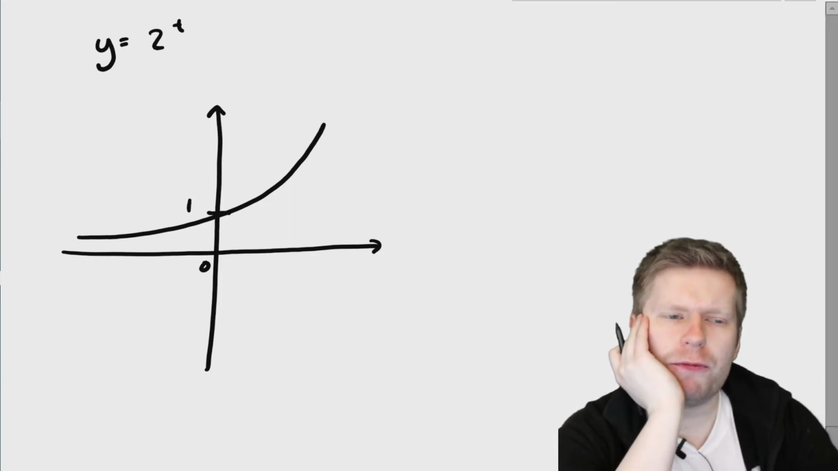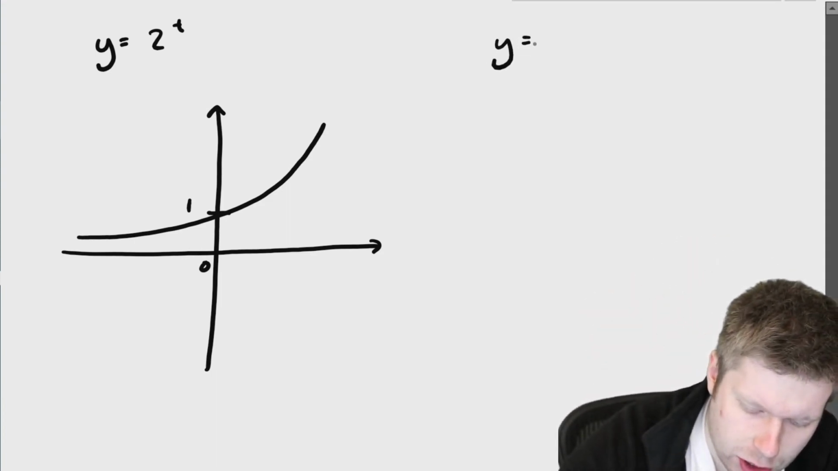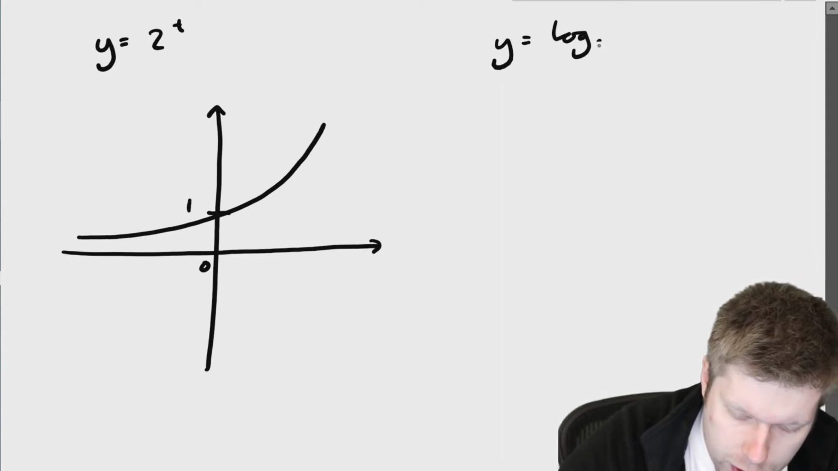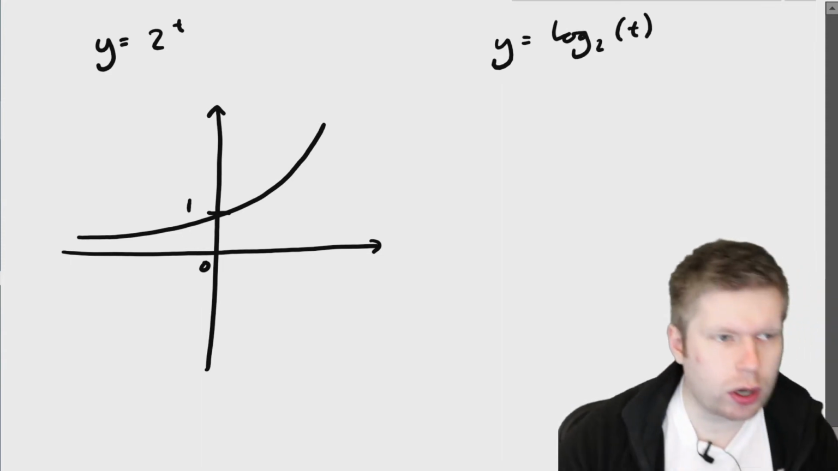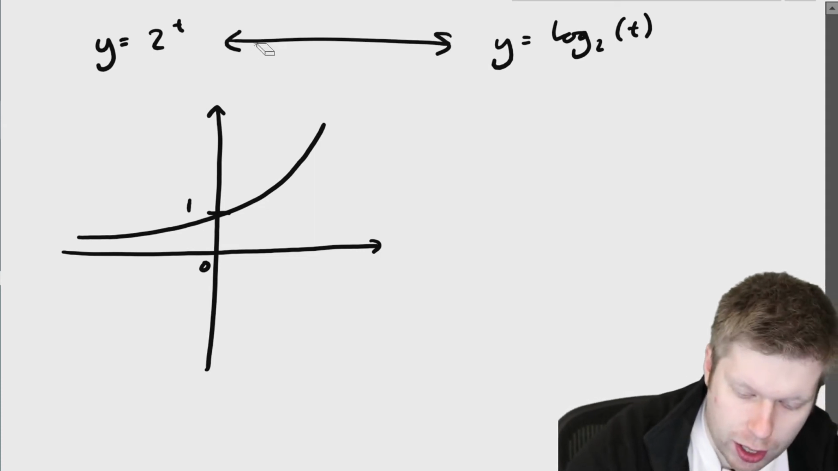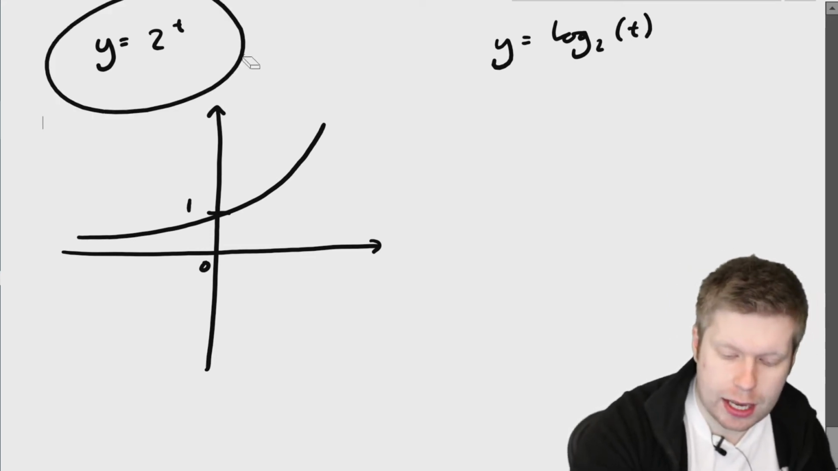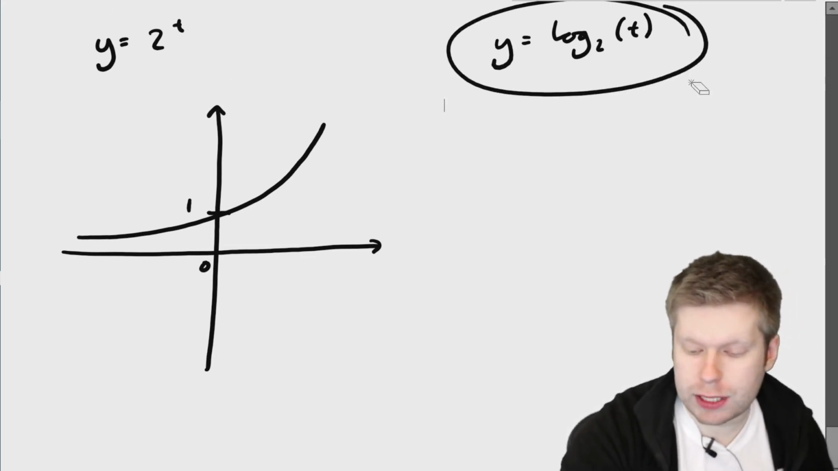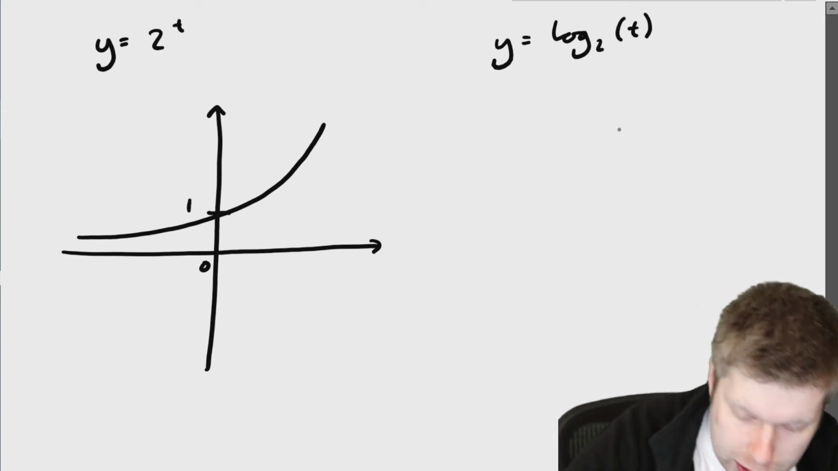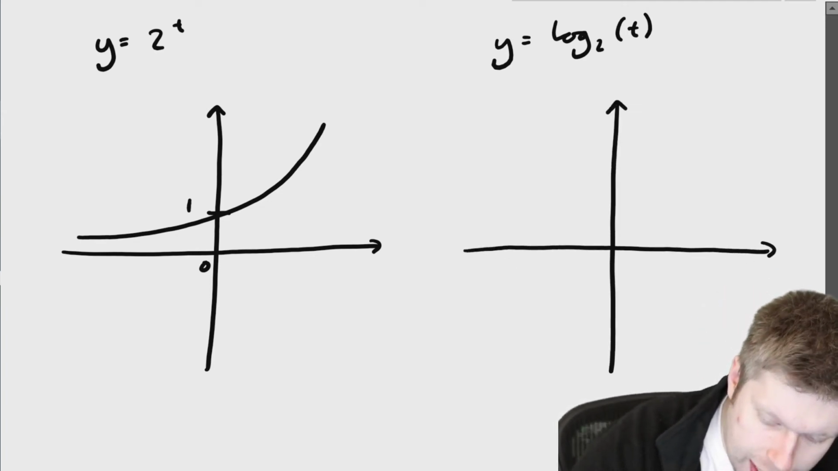Now if I want to look at a logarithm, I'm not going to worry about y's and t's in this case, I'm just going to write y equals log to the base 2 of t instead. Strictly speaking, these two things are not inverse of each other, but I'm just making sure the y and the t match up. So this is y as a function of t, and let's make sure this is y as a function of t as well. But the idea should still be the same.